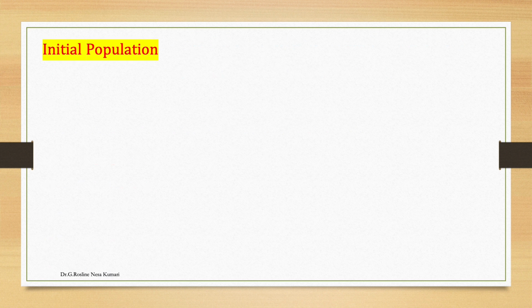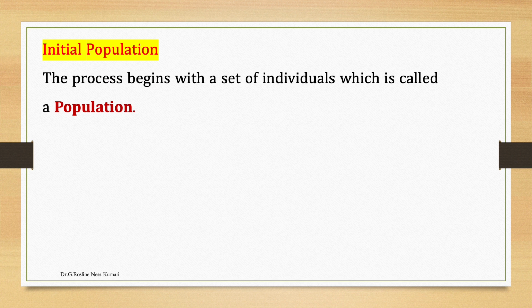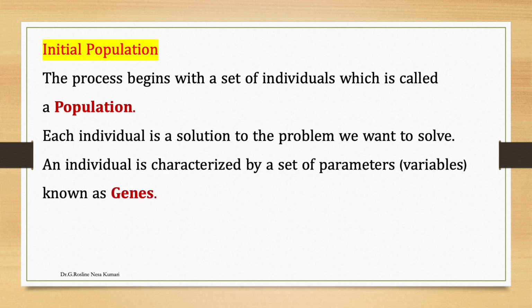The first phase of the genetic algorithm is the initial population. The process begins with a set of individuals which is called a population. It is a subset of all the possible solutions to the given problem. The population for the genetic algorithm is analogous to the population for human beings, except that instead of human beings, we have candidate solutions. Each individual is a solution to the problem we want to solve.